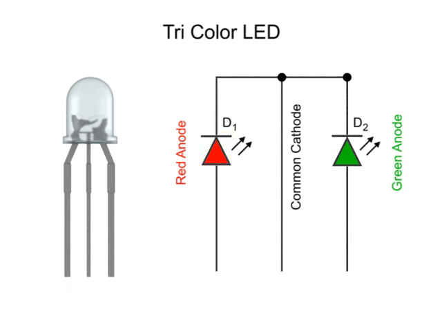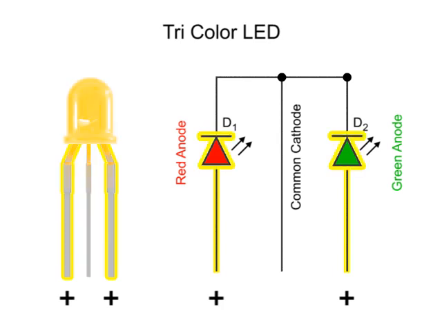However, because the two anodes are wired separately, it is possible to apply positive voltage to both wires. In this case, the LED gives off a third color, a mixture of the two. This color is often an amber color.